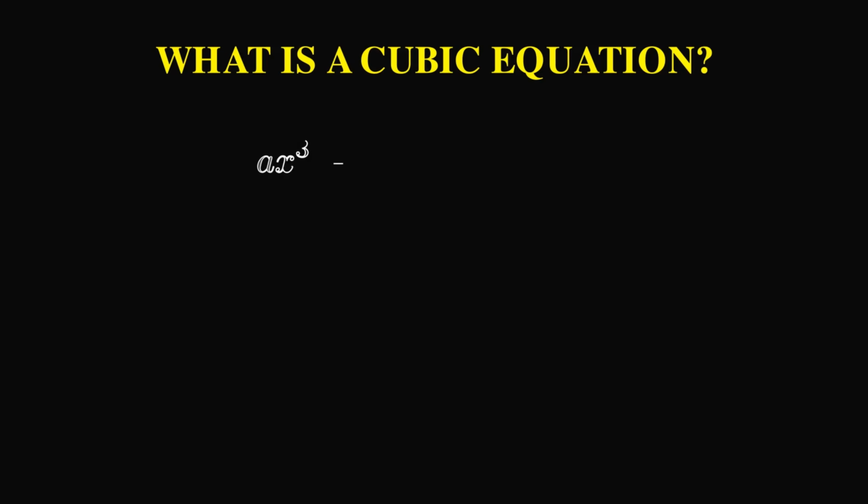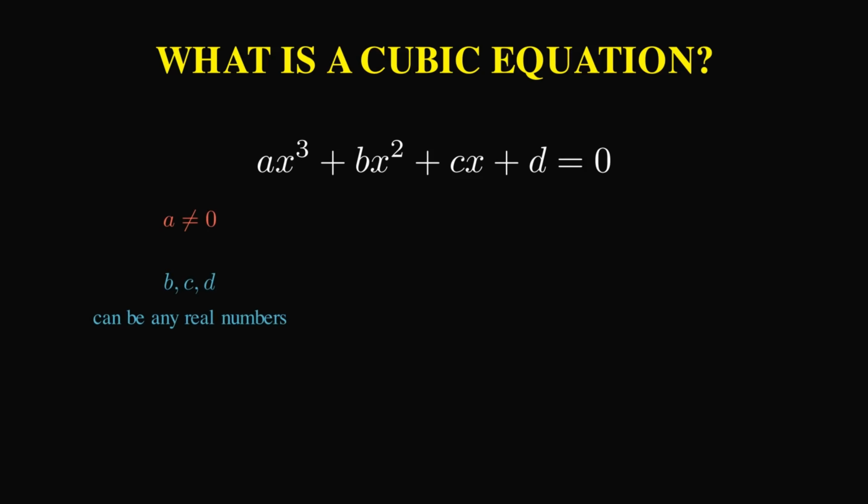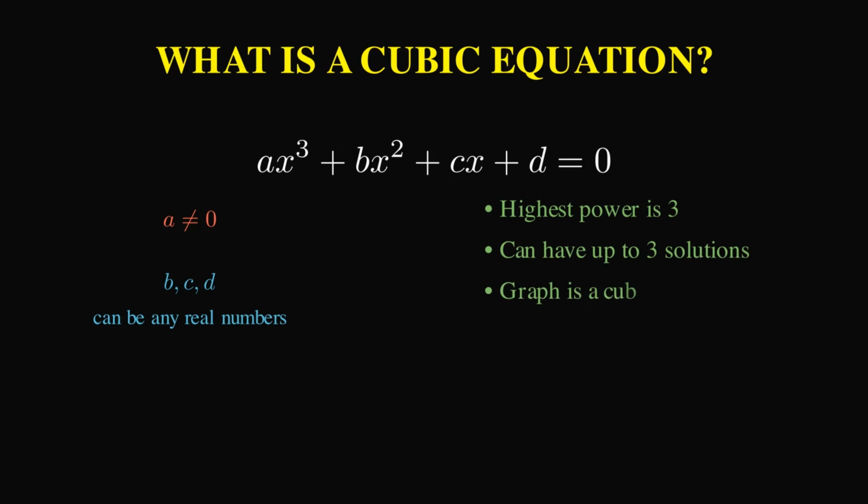So what exactly is a cubic equation? A cubic equation is any polynomial equation where the highest power of x is 3. The general form looks like ax cubed plus bx squared plus cx plus d equals 0. a cannot be 0 because then it wouldn't be cubic anymore. The coefficients b, c, and d can be any real numbers.